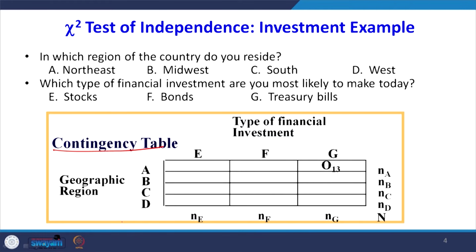Okay. So, what is the null hypothesis here? The geographic regions and the type of investment which they make are independent, there is no connection. Alternate hypothesis is that they are not independent, there is a dependency.